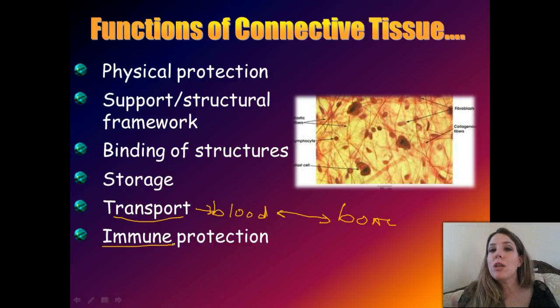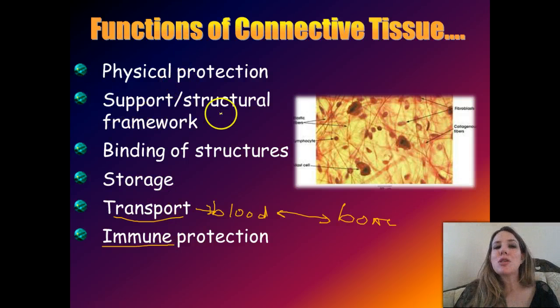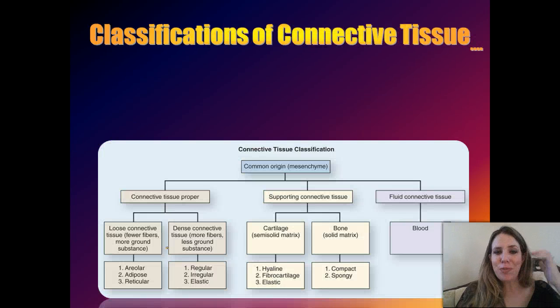In fact, one of the places where you'll find connective tissue is in your lymphatic organs, like your spleen and your lymph nodes. These are places where immune cells are produced, and you'll see a special kind of connective tissue that we'll talk about soon, called reticular connective tissue. Physical protection, support, structural framework, binding of structures, storage, transport, and immune protection. Those are some of the main functions of connective tissue.